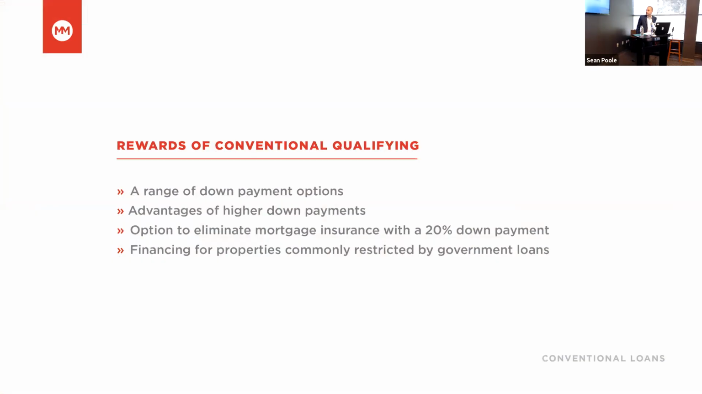Conventional loans, this is a basic breakdown of conventional loans. When you're putting less than 20% down on a conventional loan, you can do as little as 3% down for first-time home buyers. If you're not a first-time home buyer, it's a minimum of 5% down. When you're above the 80% loan to value, so you're putting less than 20% down, there is mortgage insurance required, which I can touch on a few different types of and show you the difference between those.